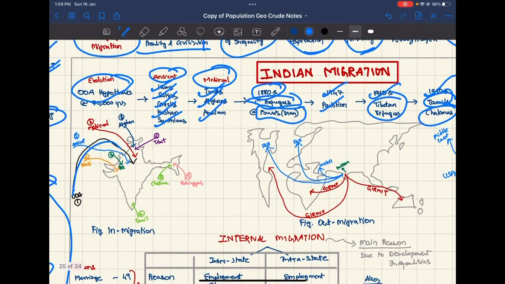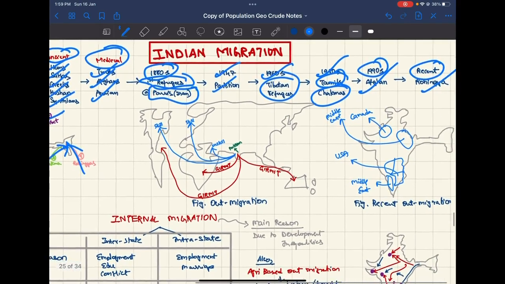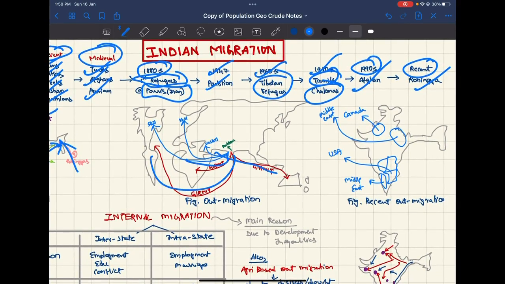So we can see this is Africa. This is the ancient. This is medieval. Next we have Parsis. Next we have partition. Next we have Tibetans. Next we have Tamils and Chakmas. Next we have Rohingyas. Now, out migration: during the Girmit Act, Indians went to these places and the diaspora spread. And next, in 47 we have the partition, and later unskilled to the Middle East and skilled to the UK and US.